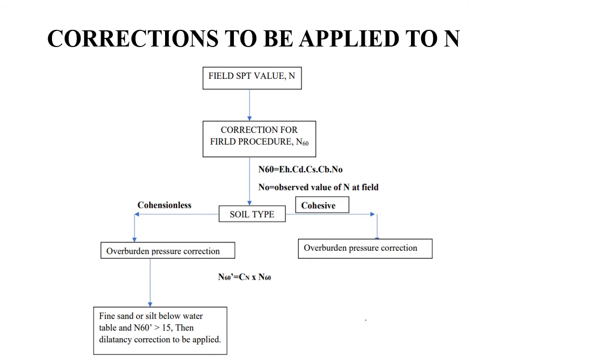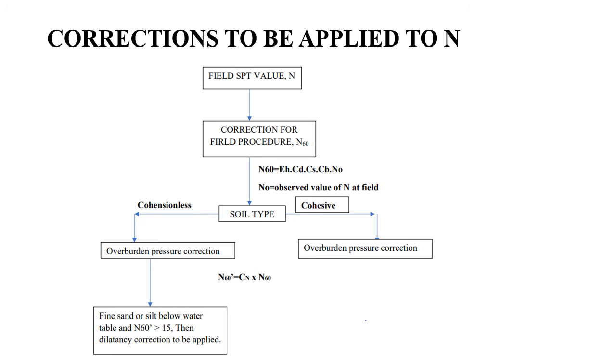Now this flow diagram here shows you the sequence in which you have to apply the corrections to the observed N value, or the N value that you have measured directly from the field test at various depths. Now we have seen that there are many corrections to be applied to N, like hammer efficiency correction, borehole diameter correction, sampler correction, drill rod length correction, then our overburden pressure correction and dilatancy correction. So these are the different corrections, but how do we know in what sequence they are to be applied?